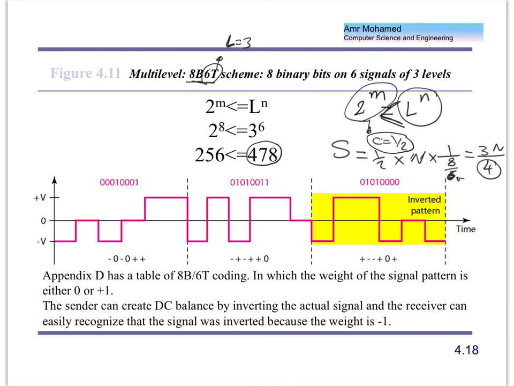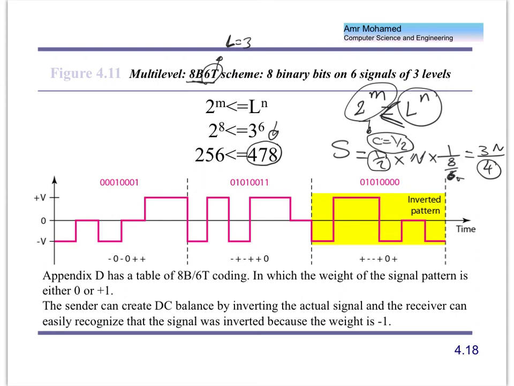For this technique, by the way, they use certain techniques to improve the C here. As you will see later, this is actually 3n over 8, not 3n over 4. So they improve the C even more. Anyway, for us, C is given, so we don't care.